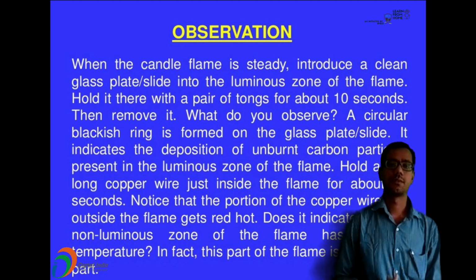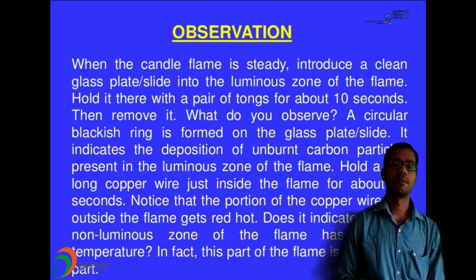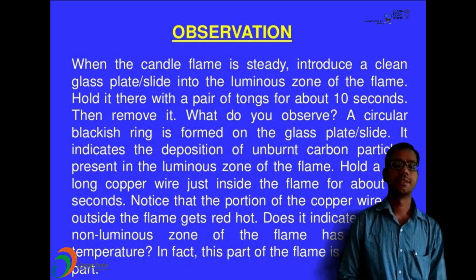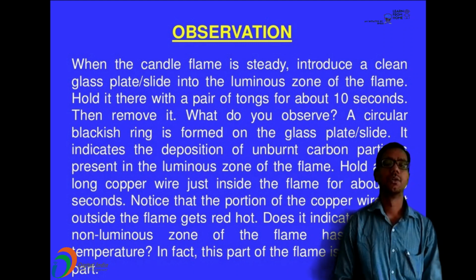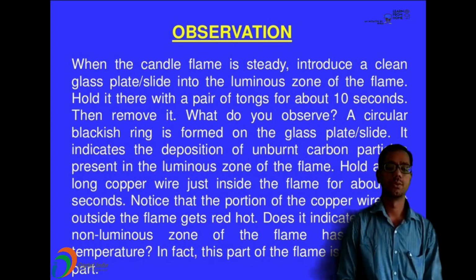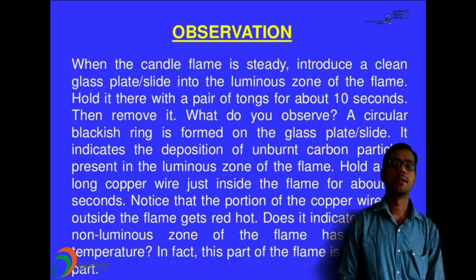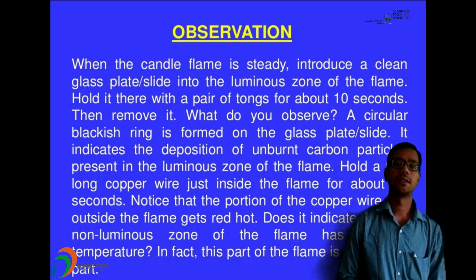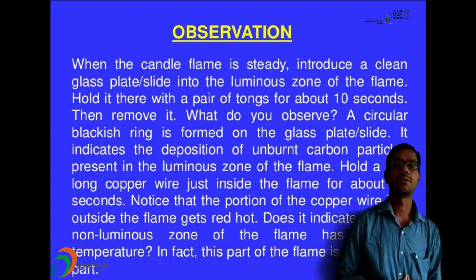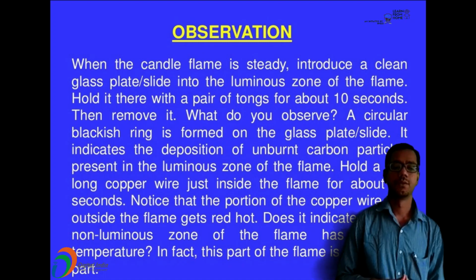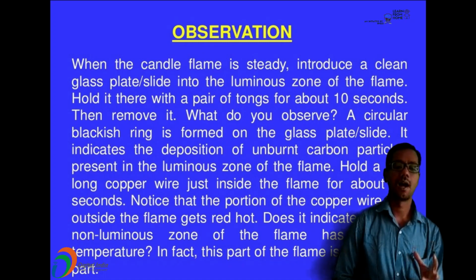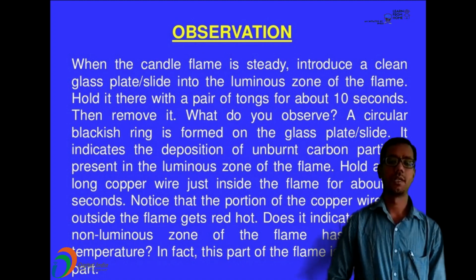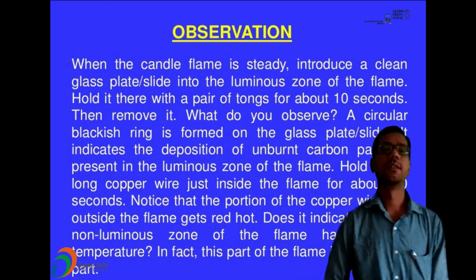So in this part, you can realize that there is a certain area of the flame, like a luminous and non-luminous zone. They contain the hottest region and the lowest region of heat. So this non-luminous zone has a high temperature and is called the hottest part of the flame.